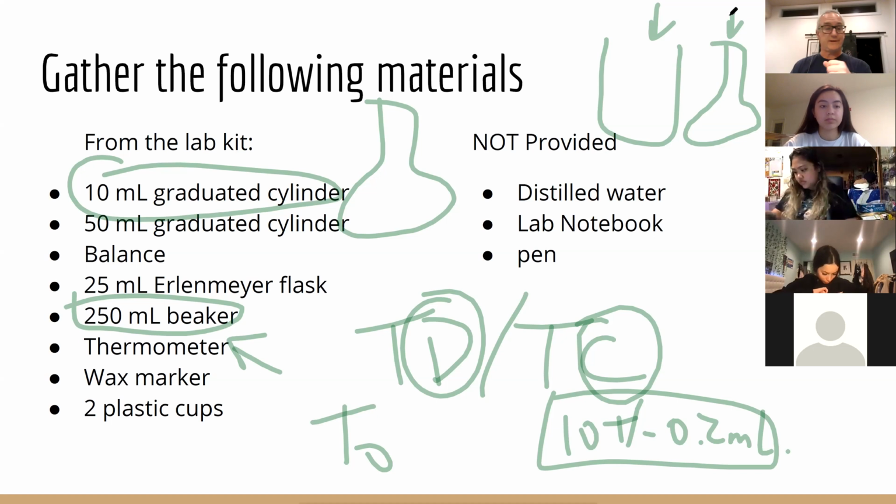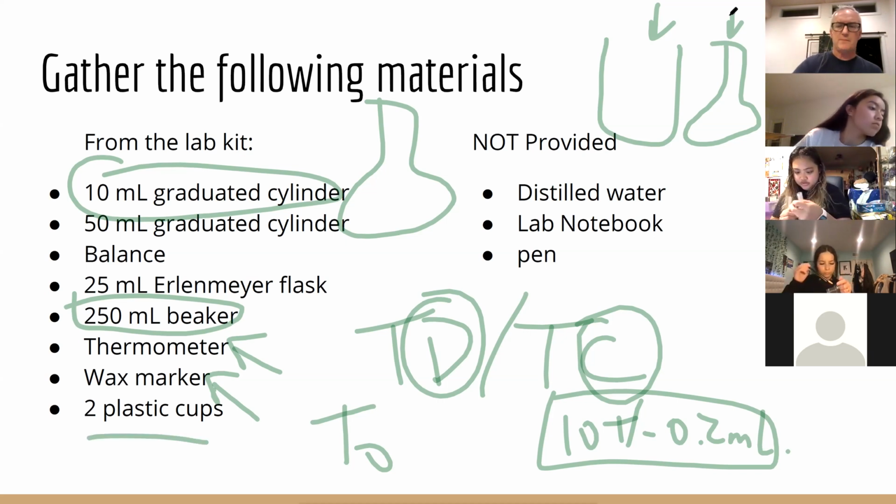So we'll need a thermometer because, like I said, the density of water is going to be different depending on whether you're at 20 degrees or 25 degrees, or you have a lot of old people in your house and they like it really hot, the density will be different. You should have a marker. It can be a wax marker, it could be a Sharpie. It doesn't really matter as long as you can mark on the plastic. And then a couple of plastic cups.